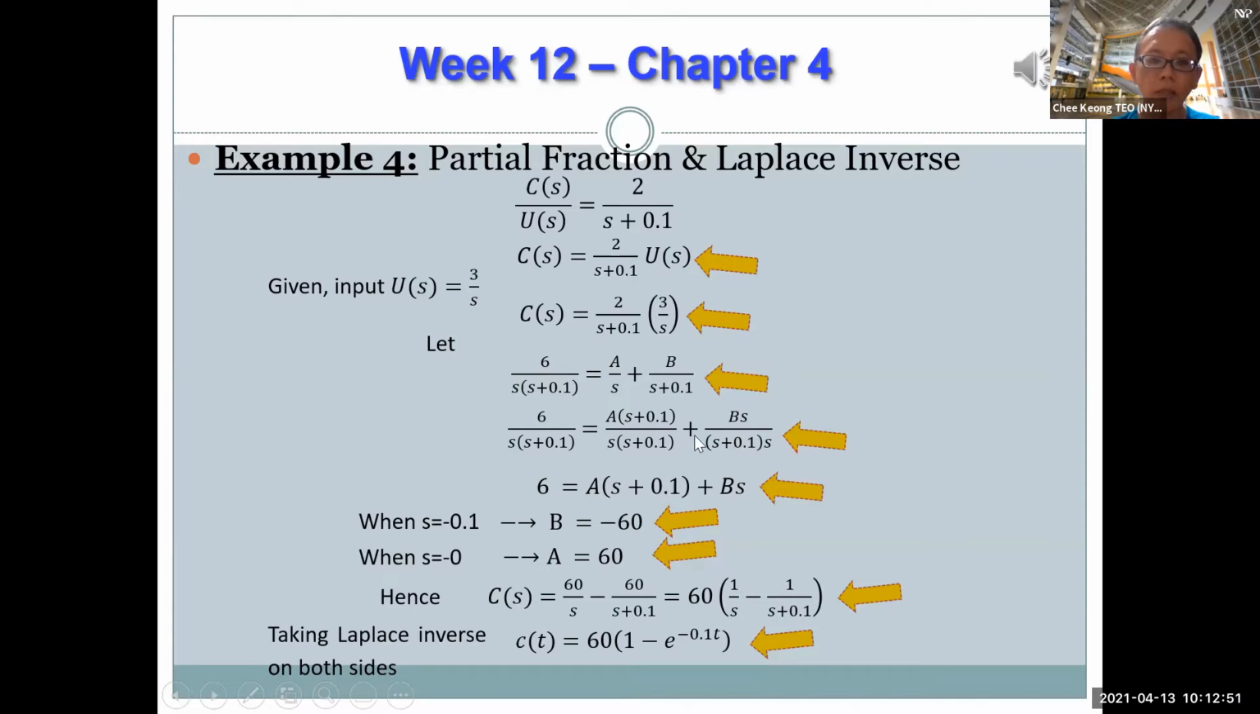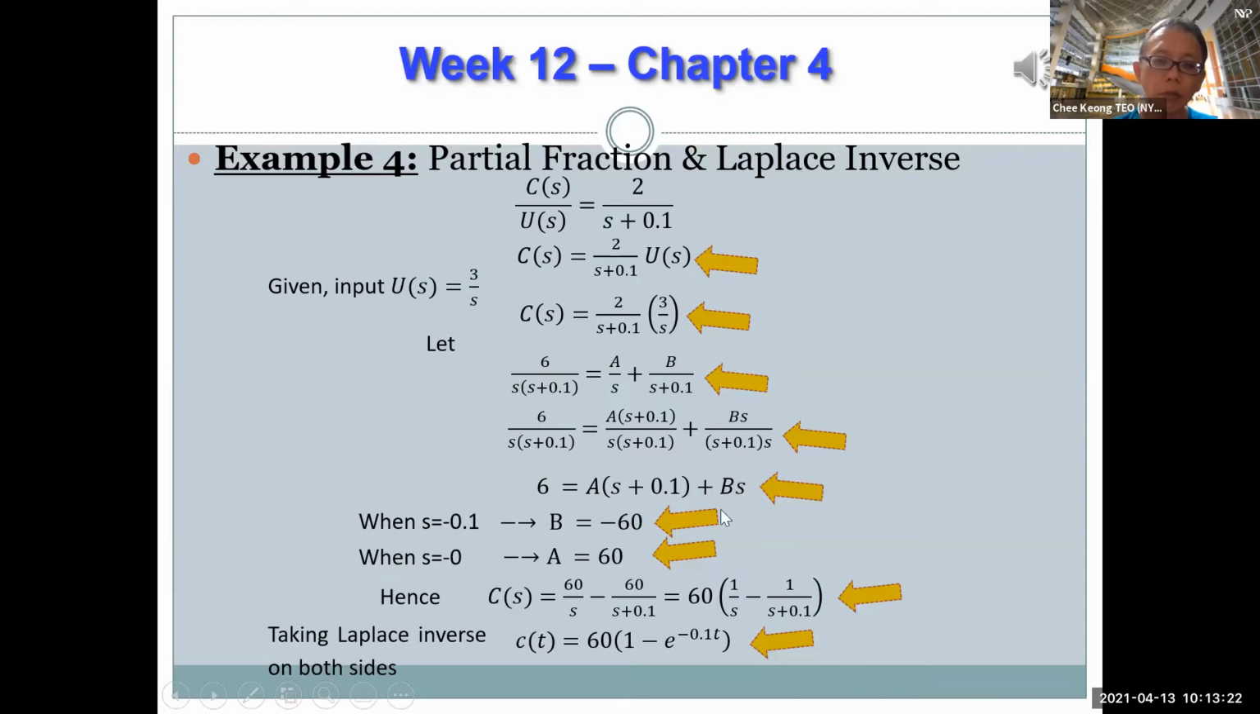So if this is the case, then the numerator 6 must equal the numerator on the right hand side, which is A bracket S plus 0.1, close bracket, plus BS. So this is your new term that you have come out with. Now, with this term, if we substitute S equals minus 0.1 for the first case, when S equals minus 0.1, the whole A term equals 0. So your B will be minus 0.1 times B, right?